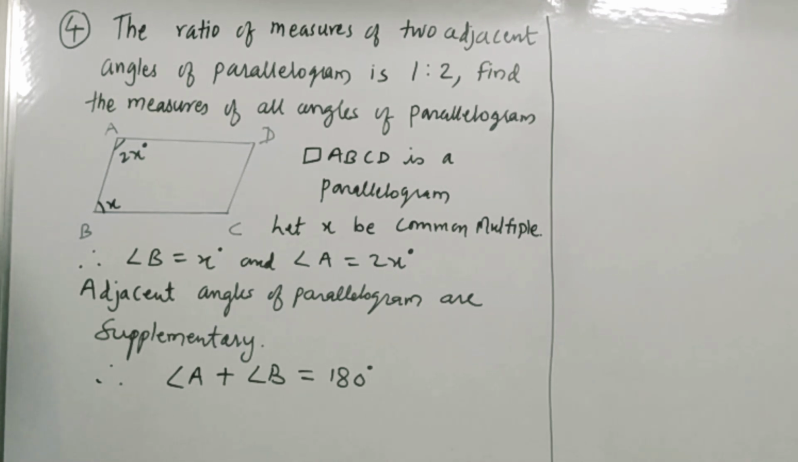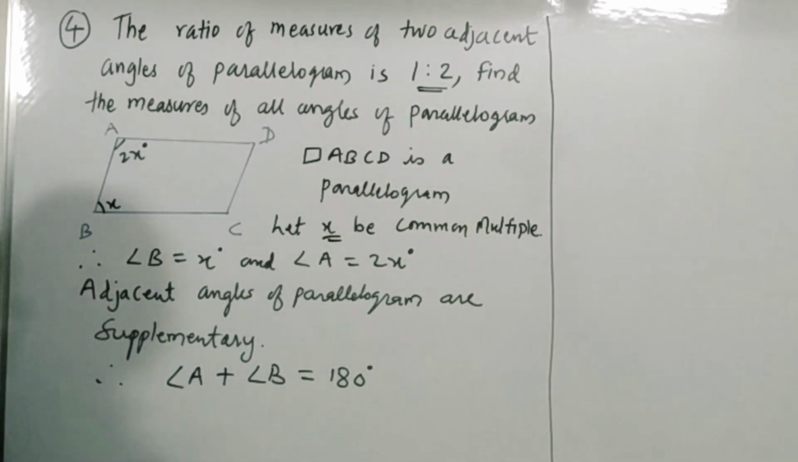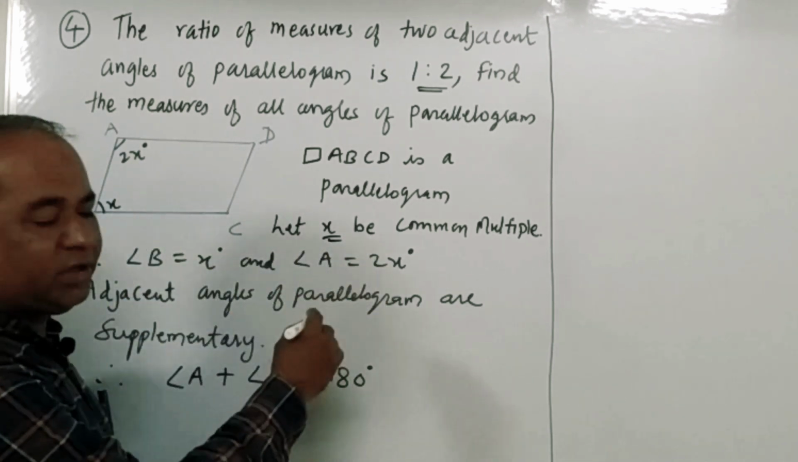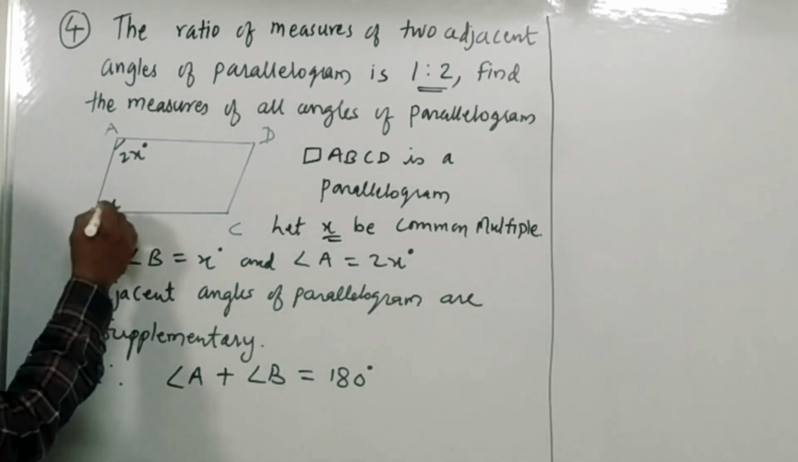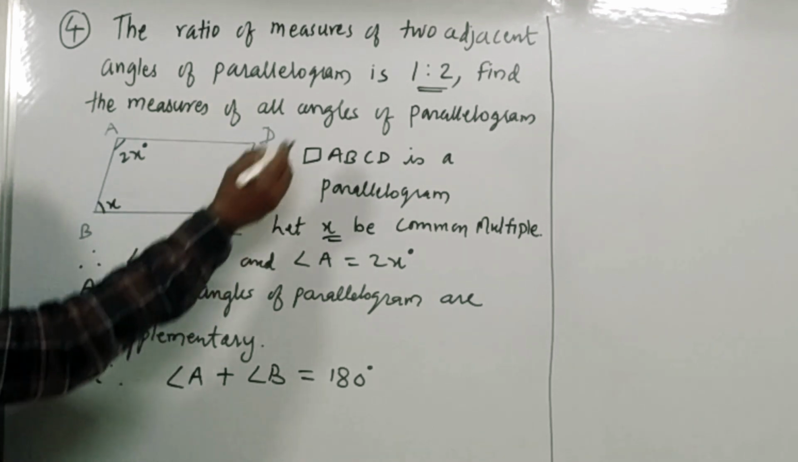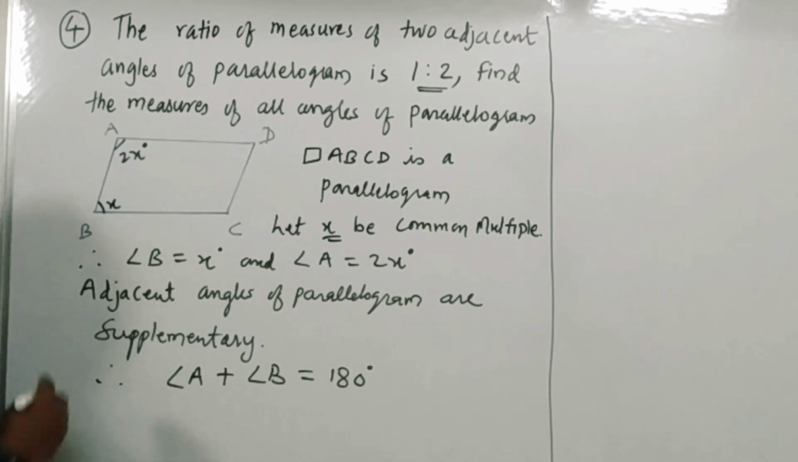Fourth example, the ratio of measures of two adjacent angles of a parallelogram is 1:2. Find the measures of all angles of the parallelogram. Now let us consider quadrilateral ABCD is the parallelogram. Let x be a common multiple of the ratio. So whenever a ratio is given, you should take the common multiple x. So here the angles are in ratio 1:2. So let angle B be x degrees and therefore angle A is 2x degrees.